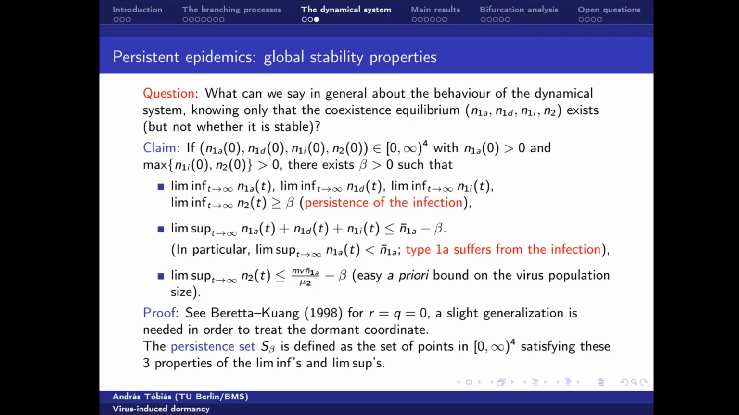And then we define this persistence set S beta as the set of all the points that satisfy these three conditions. So all coordinates larger than or equal to beta and so on. This is a subset of [0, infinity) to the 4. And then we want to say that if we have a macroscopic epidemic, then we reach this set S beta also for our stochastic process divided by K.